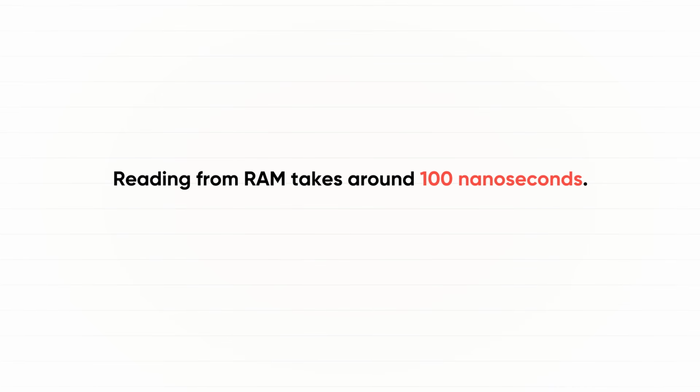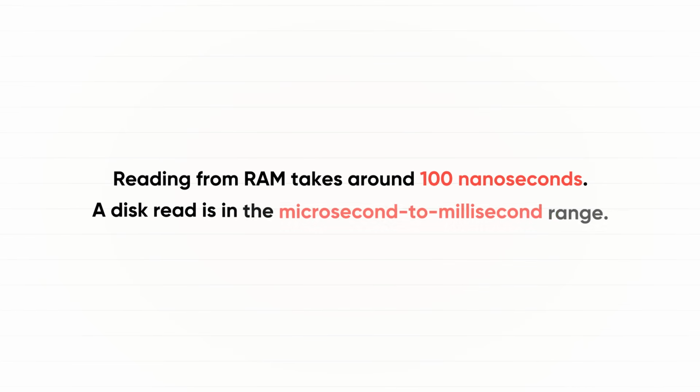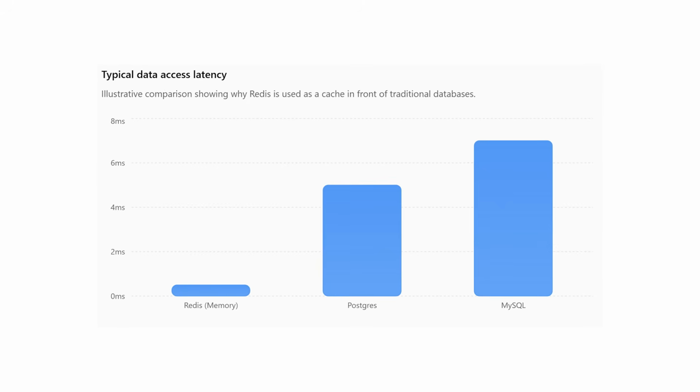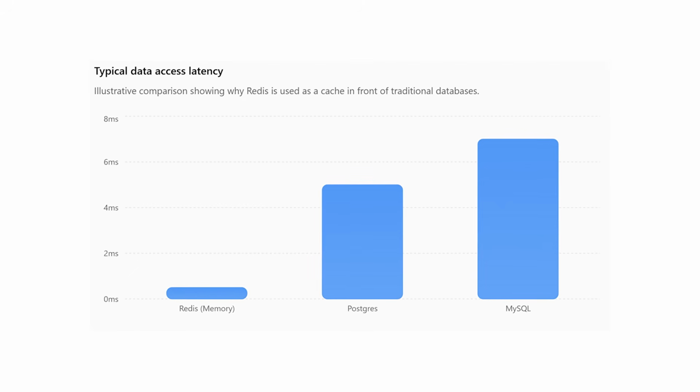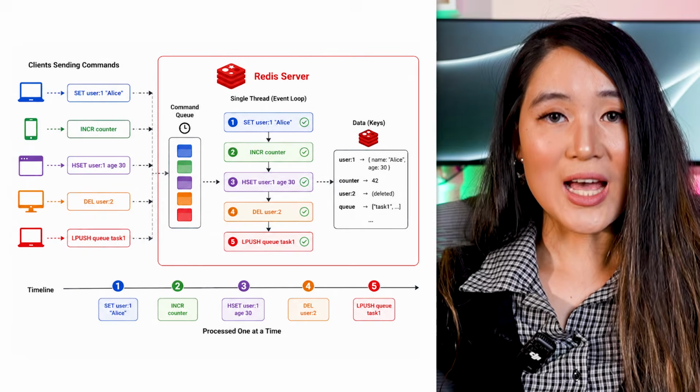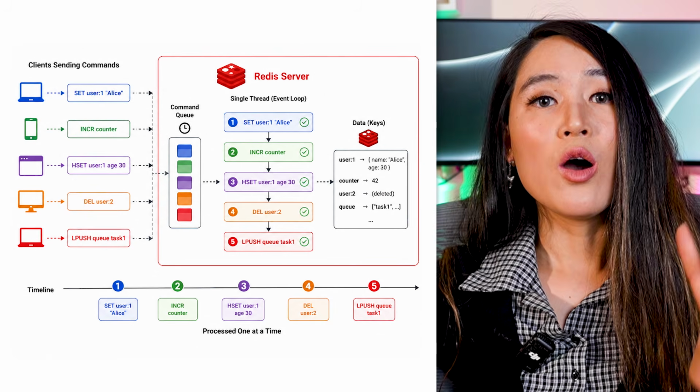So we can start with where the data lives. All of it sits in memory. Reading from RAM takes around 100 nanoseconds. A disk read is in the microsecond to millisecond range. That's multiple orders of magnitude slower. So Redis answers most requests in under a millisecond, which is why it sits in front of slower databases like Postgres or MySQL.